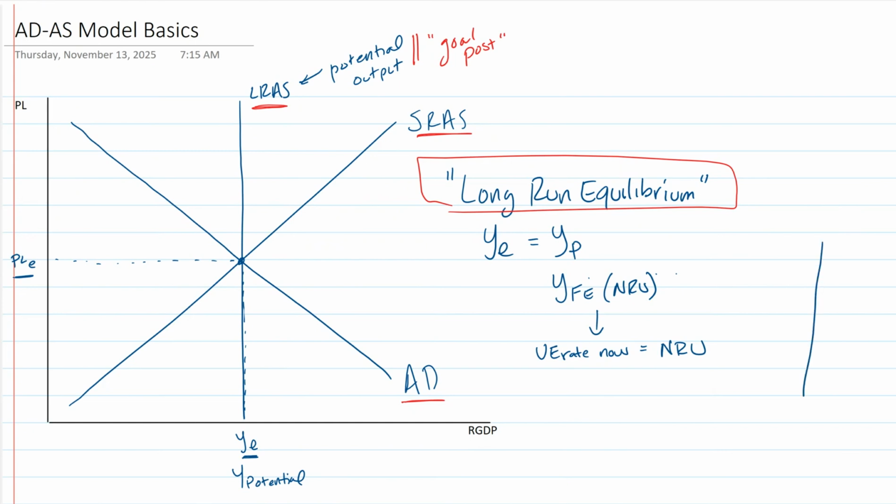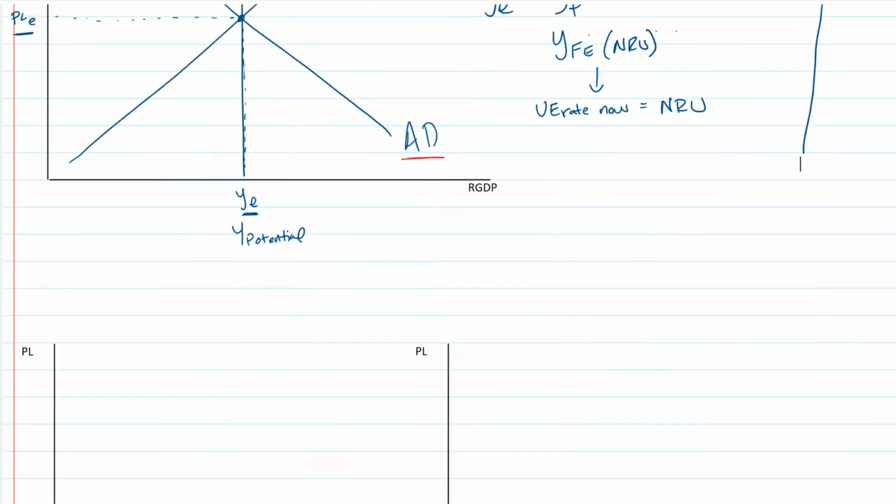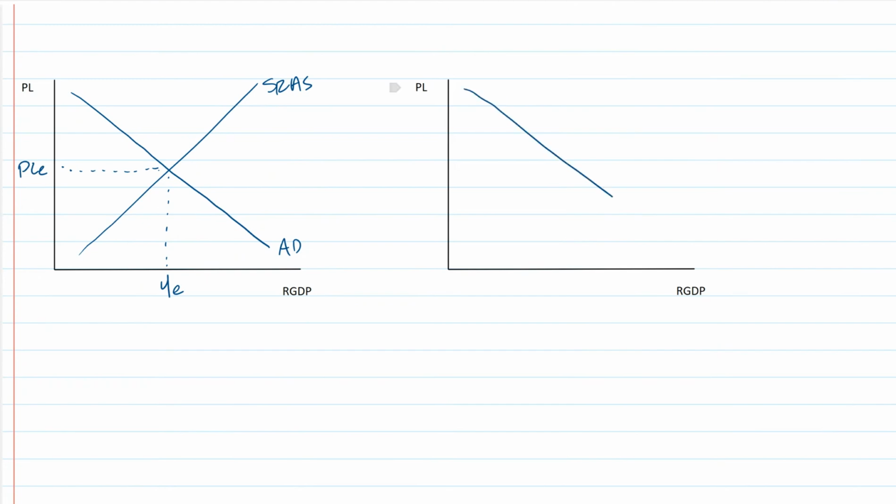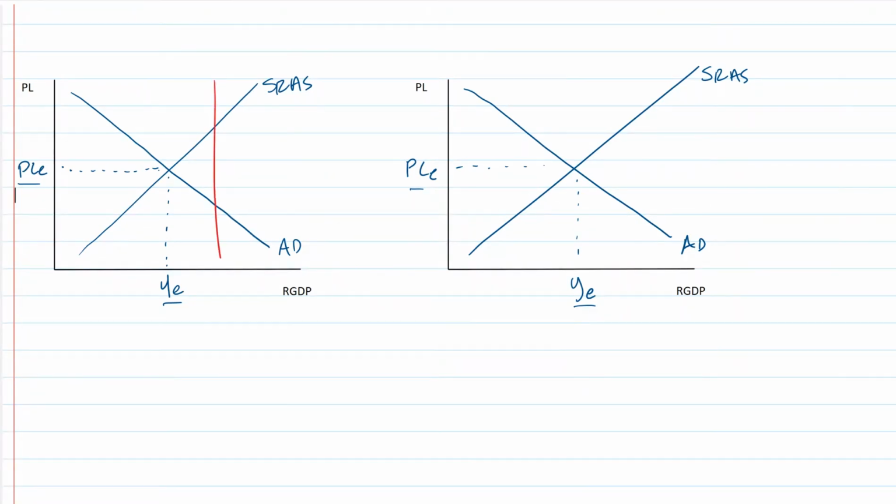So how can this model look different and operate differently? There are two other scenarios that we can imagine based on this. So we can draw two more quick AD and SRAS models, and we can create a short run equilibrium at YE and PLE. And we'll do this two times side by side. Well, let's start with one scenario. What would happen, or what would it mean in our economy?